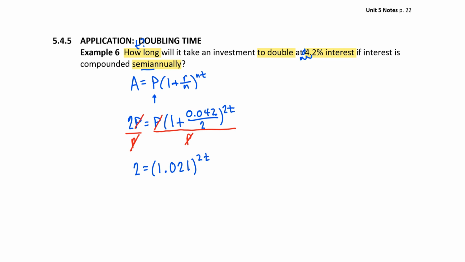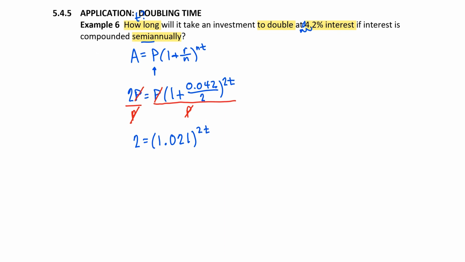Notice this is an exponential equation. We cannot get like bases between 2 and 1.021, so we will go ahead and rewrite this in logarithmic form. So this will be log base 1.021 of 2 equals exponent 2t. We have converted this into a linear equation, and we need to solve for t.